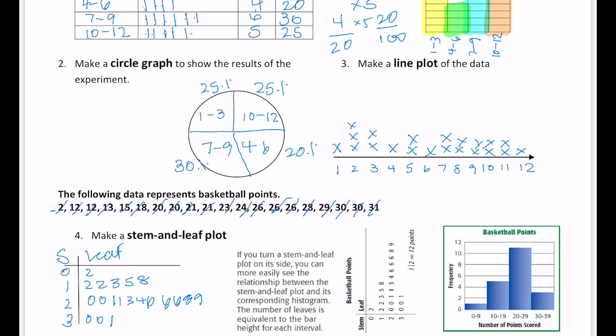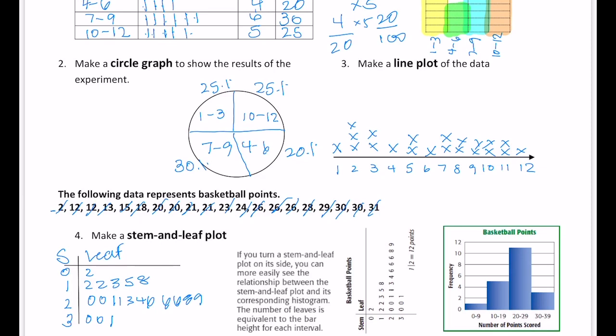So this is kind of interesting to see because it's directly related to your histograms, especially if your intervals are going up by a scale of 10, you can turn it on its side and it actually matches your histogram. Cool, right? So, histograms versus bar graphs.